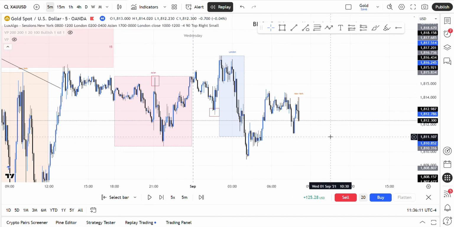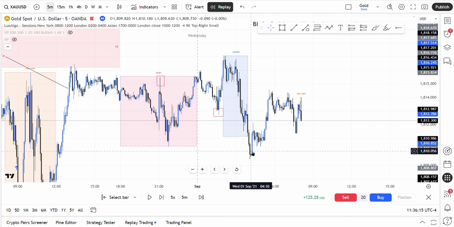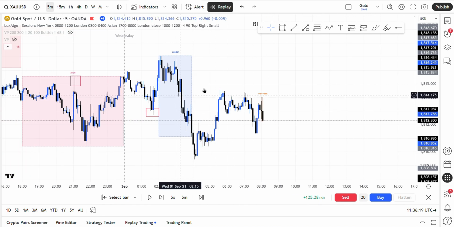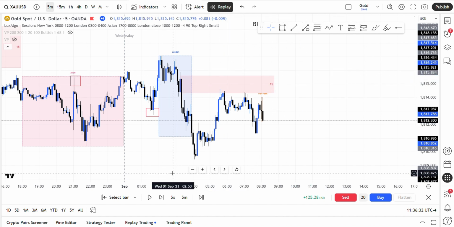We came in a New York session. I want to know who's in control right now. We took out these highs, and when we went, we took out these lows, and then we started climbing slowly. We're reacting off this supply zone. We have these highs which can be taken out. Let's see how the New York Open is happening.